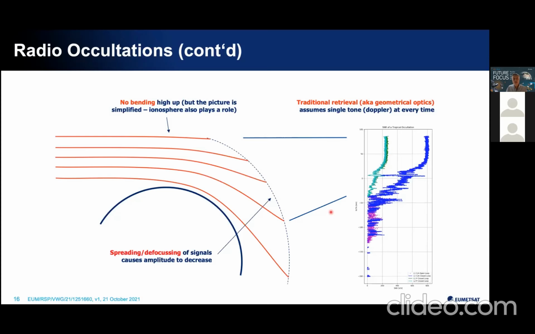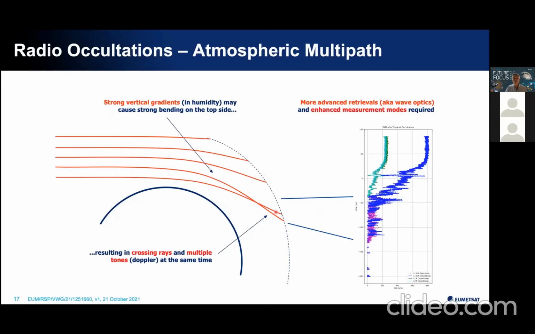What happens when the atmosphere is becoming more complicated, say on top of a cloud, you have a very strong gradient in humidity, and that is in reflectivity, and then this ray will be bent quite a lot. But if you are looking through the atmosphere a little bit lower, then there is no strong vertical gradient anymore, and it will not be bent that much. So we have rays crossing, multiple tones, radio signals interfering constructively and destructively, large fluctuations of amplitude.